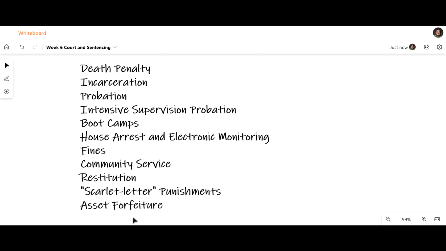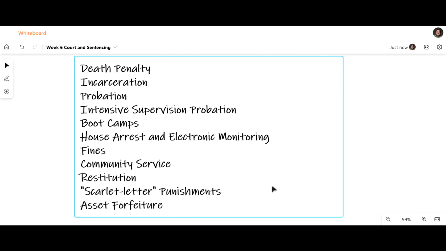All right. Scarlet letter punishments. These are controversial. And the reason they're controversial is data doesn't show that it works, but at the same time, it could work and it could be useful, and it's a weird thing.